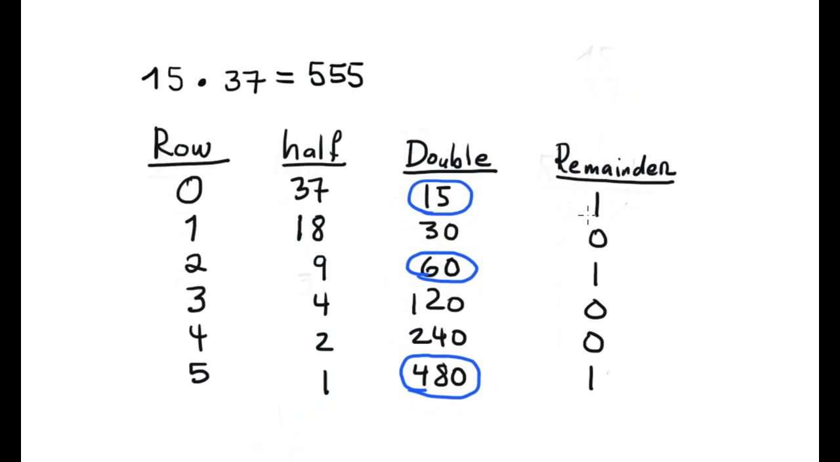Okay, what is the reason that this method works? What is the idea? The idea is that this remainder column represents powers of 2. Look, this is 2 to the 0 power. This is 2 to the 1, this is 2 to the second power. Third, the same, 4th and 5th. This is 2 to the 5th power.